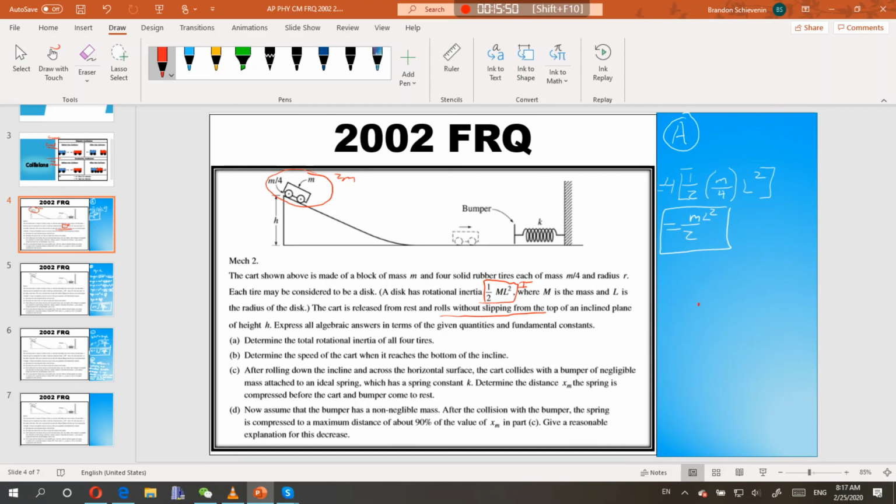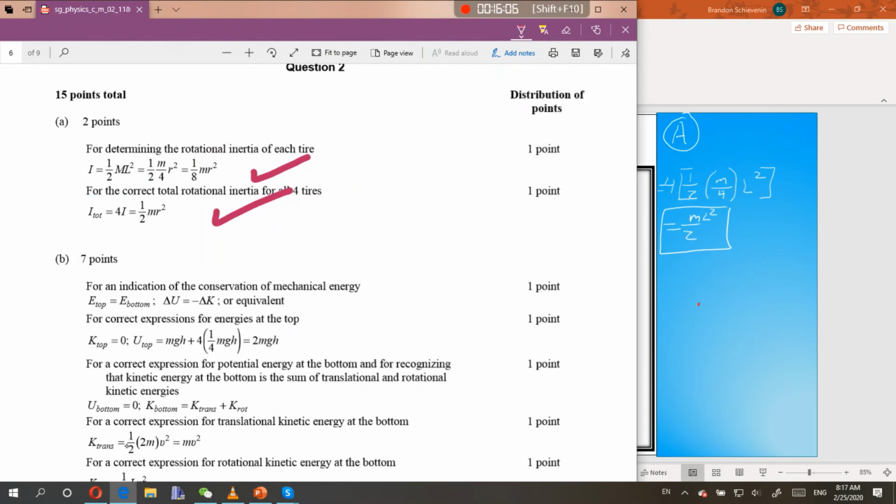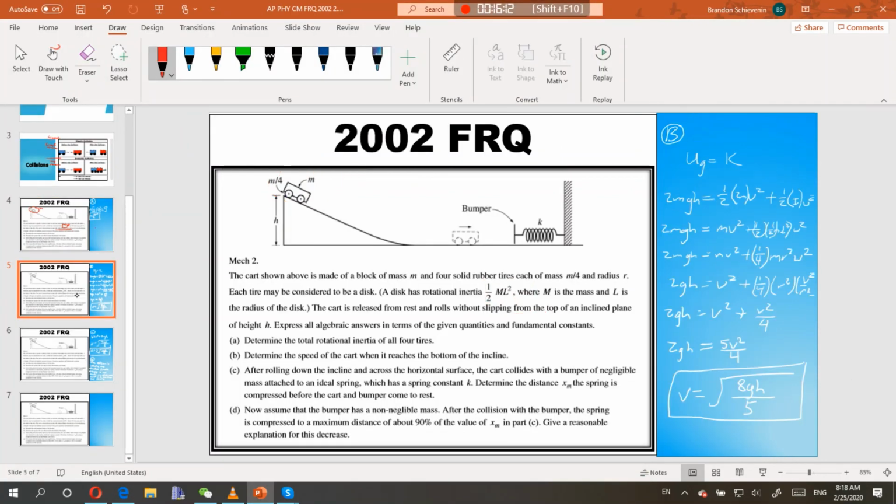I'm not sure. Given quantities and fundamental constants. L is not a fundamental constant, and they give us L as radius. I don't think it would matter, but we did go back and change that for the next one. But I'm going to give it to us, because we had the same idea.